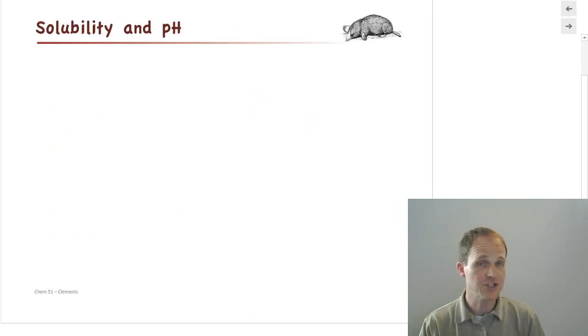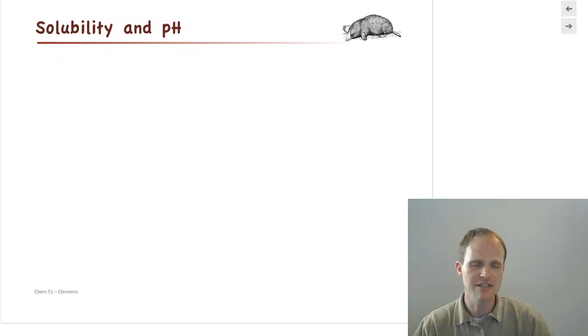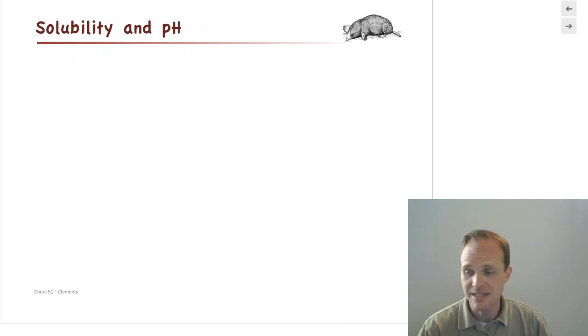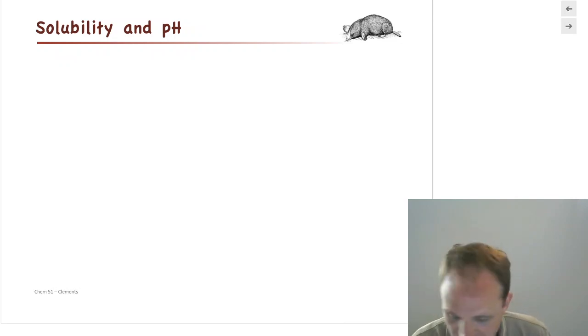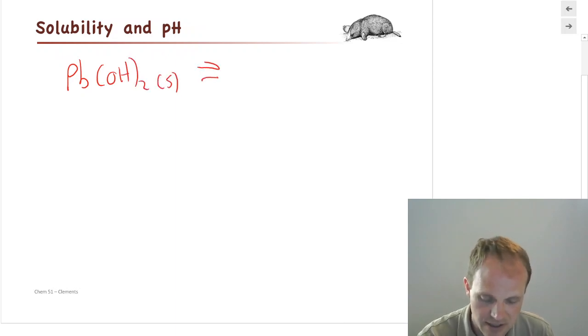Solubility and pH. So we had the common ion effect that said, hey, if I've got a common ion in my solution already, it's going to drastically reduce my solubility. So let's look at what happens in the case of a pH change. Let's start with something that's got something related to pH in it. We're going to take some lead 2 hydroxide. It's going to dissociate into lead 2 plus and 2 hydroxides.